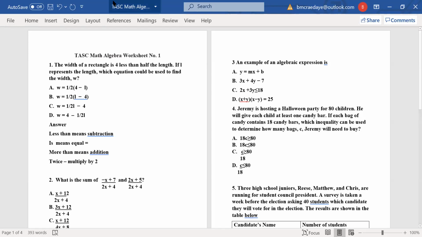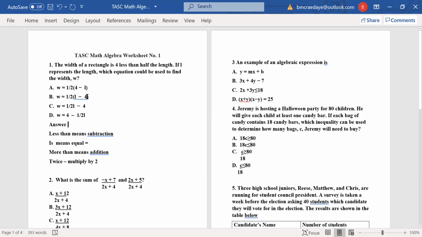Okay, let's see what A says. A says length subtracted from 4. But that's not what you were told, were you? No. You said the rectangle is 4 less than half the length. Oh, it's D. No, not B. D, you said D, but that's saying 4 minus half the length. I was saying B. You said B?